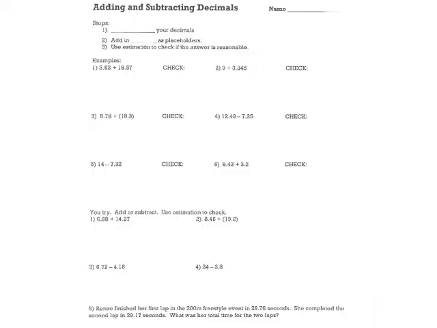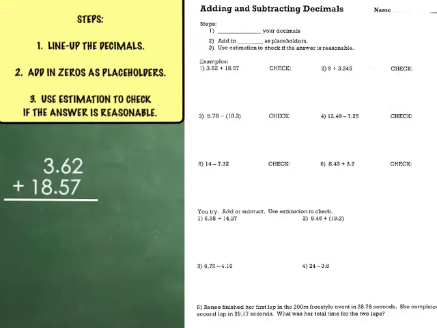Now at this time, please turn to the next page in your packet, Adding and Subtracting Decimals. I would like for you to write in the steps for adding and subtracting decimals. Step number 1, line up your decimals. Step number 2, add in zeros as placeholders. And step number 3, use estimation to check if the answer is reasonable.